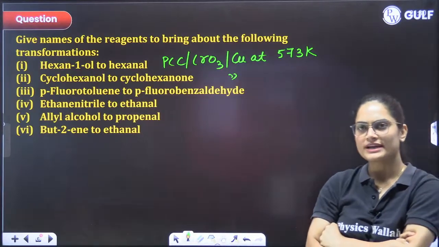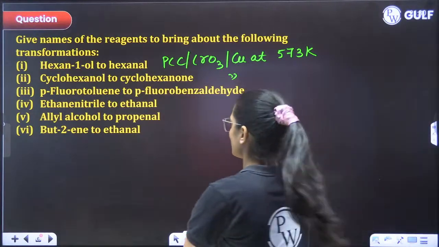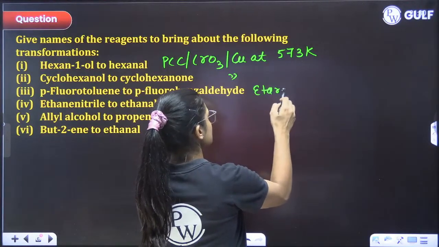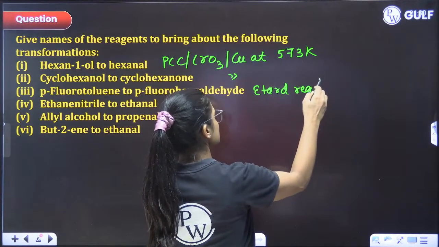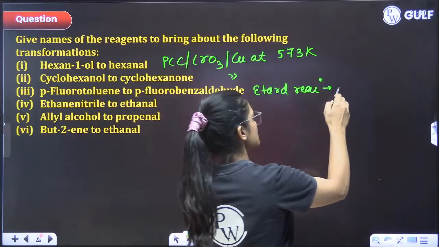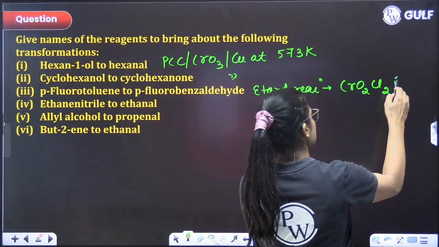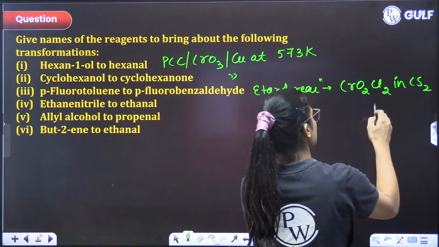CrO2Cl2, chromyl chloride, and carbon disulfide or CCl4. So yes, the reagent, this is the Etard reaction. And you can use CrO2Cl2, chromyl chloride, in carbon disulfide or CCl4.